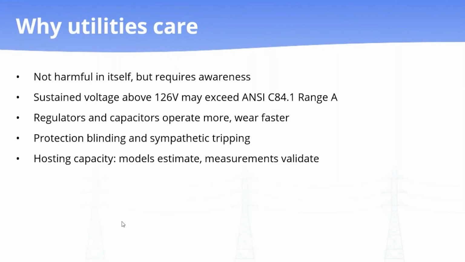On a 120 volt service, sustained voltage above 126 volts may exceed the ANSI C84.1 Range A limit. Load tap changers, line regulators, and switched capacitor banks all assume voltage falls with distance from the substation. Reverse flow inverts that profile. A regulator may no longer see the condition it was set to correct, and a capacitor bank installed to hold voltage under heavy load may push an already high voltage higher.